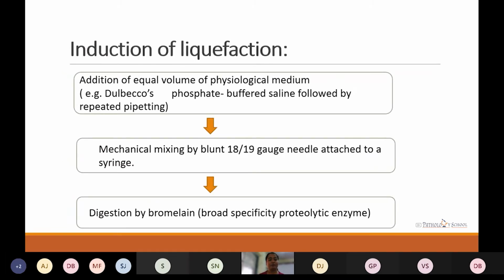Now, the induction of liquefaction. What we do is we add an equal volume of physiological medium, Dulbecco's phosphate buffered saline, followed by repeated pipetting. We do mechanical mixing by a blunt 18 to 19 gauge needle attached to a syringe, and then digestion is done by bromelain.